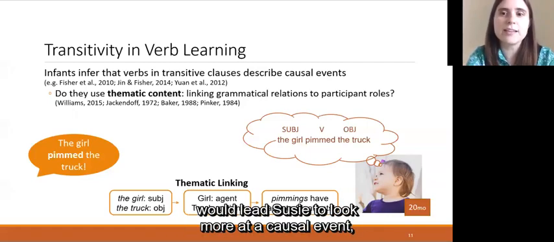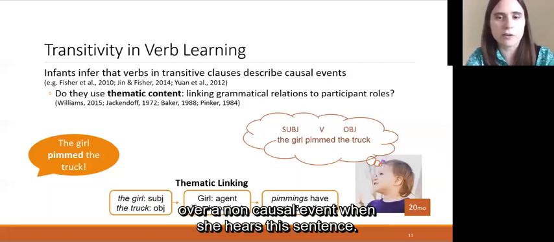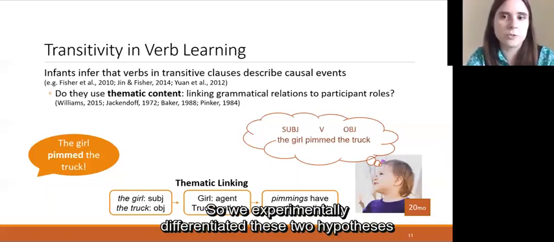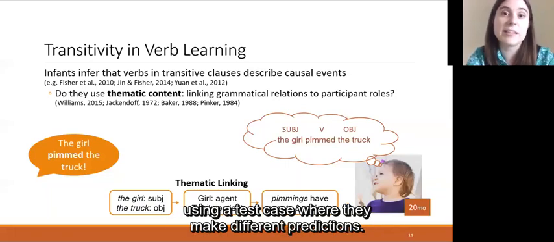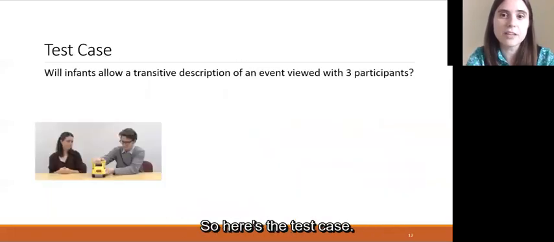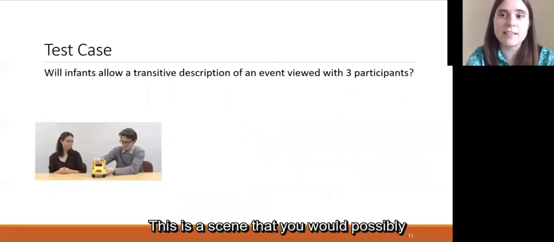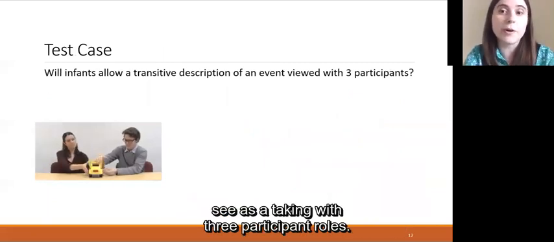So it turns out that both of these hypotheses can account for prior data because both of these strategies would lead Susie to look more at a causal event over a non-causal event when she hears a sentence. So we experimentally differentiated these two hypotheses using a test case where they make different predictions. So here's the test case. This is a scene that you would plausibly see as a taking with three participant roles.